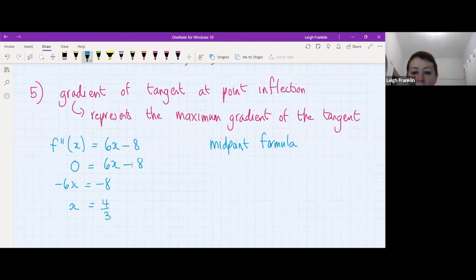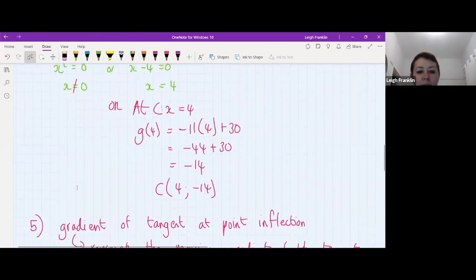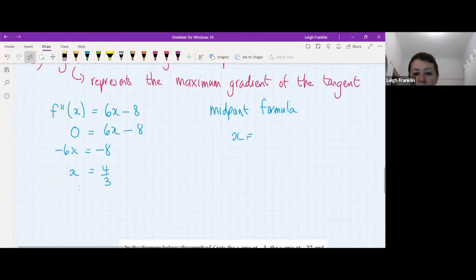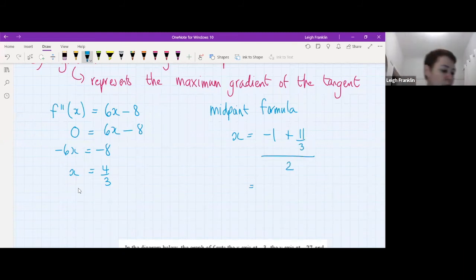4/3. Or the other way to be able to do this is, we've got minus 1 and 11/3, sorry guys. So minus 1 plus 11/3, all divided by 2. We should get the same answer. Let's just check that we do. Yes, okay, good stuff. It's also 4/3.